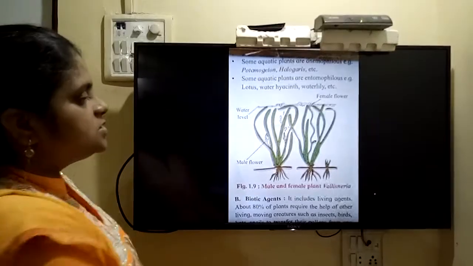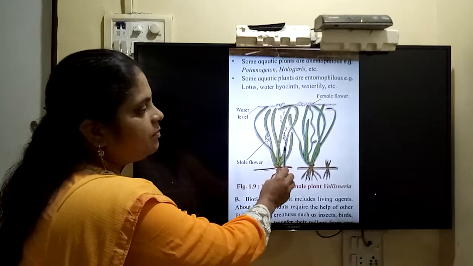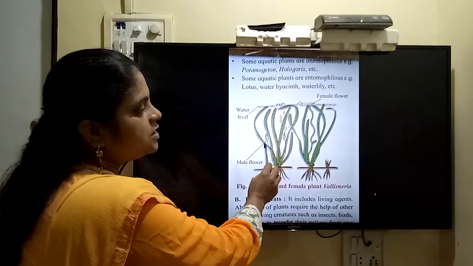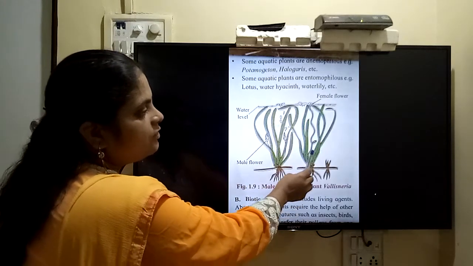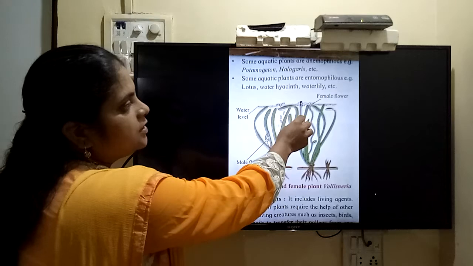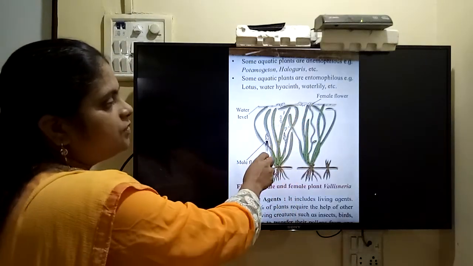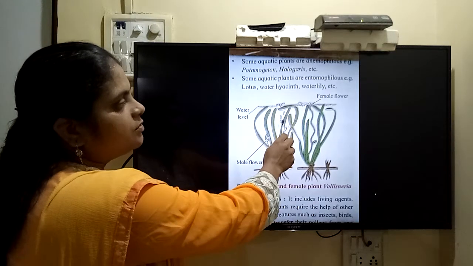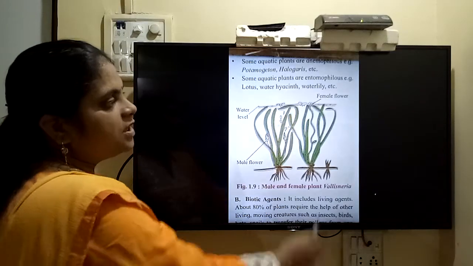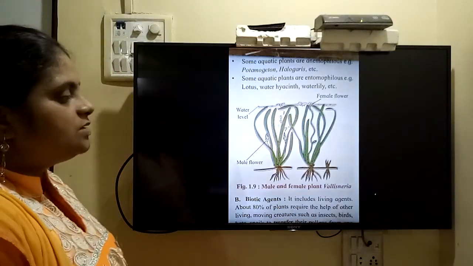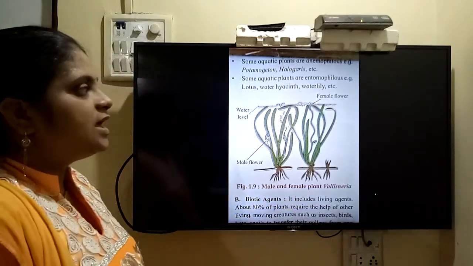Now this is the diagram of Vallisneria. Here we can easily make out the male plant and the female plant which produces the male flower. Here is a female flower. You can easily make out the female flower's long style. And this is the stigma which comes on the water surface. The male flower detached from the male plant floats on the water surface and gets caught by the stigma. So this is the male and female plant of the Vallisneria.